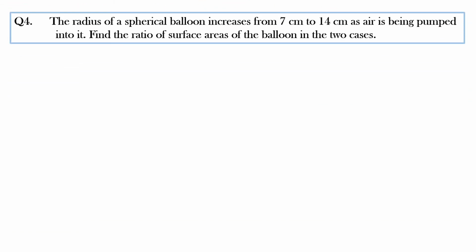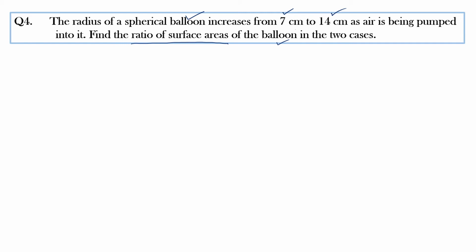Question number 4 is, the radius of a spherical balloon increases from 7 cm to 14 cm as air is being pumped into it. आपके पास सपोज एक बलून है, उसका रेडियस है 7 सेंटीमीटर. जब आपने उसके अंदर और एयर पंप इन की तो उसके अंदर और हवा भरी तो उसका रेडियस हो गया 14 सेंटीमीटर. Now here they are asking, find the ratio of surface areas of the balloon in the two cases.